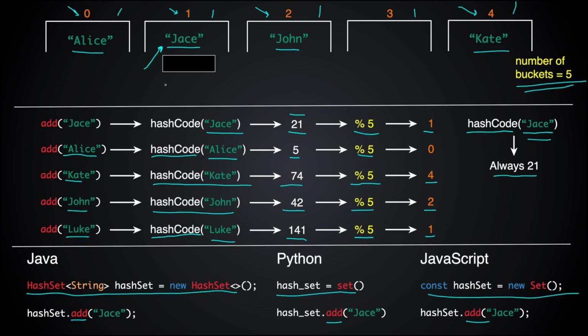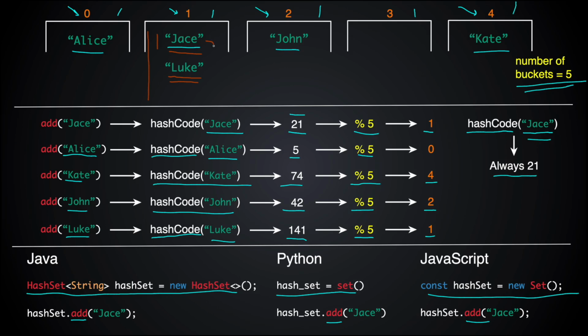This situation, when we are trying to add an element into a bucket that is already occupied by some other element, is called a collision. There are many different ways we can use to resolve the collision, but the easiest and most popular one is to store not just one element inside each bucket, but a list of elements. So in our case, we will just put our next string Luke into the same bucket, meaning the first element in the bucket is going to be Jace, and the second one is going to be Luke.